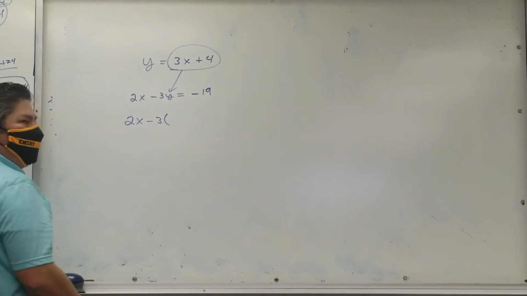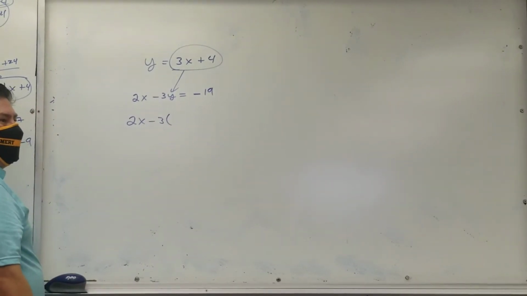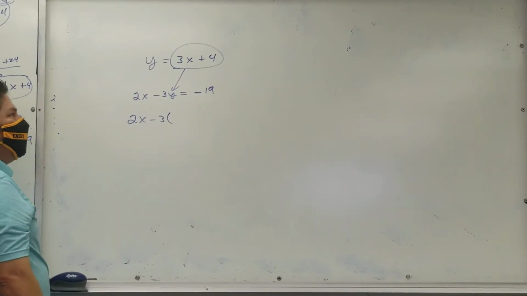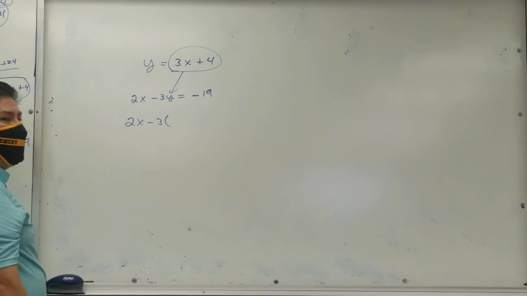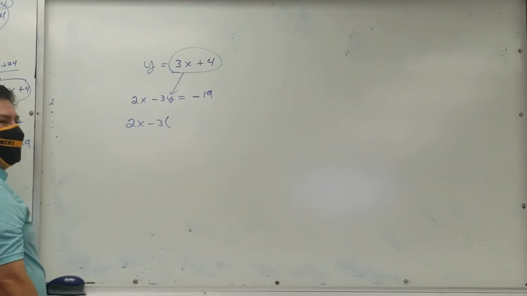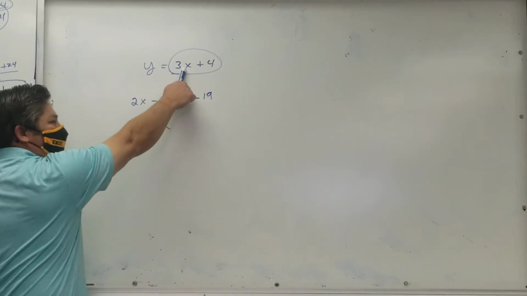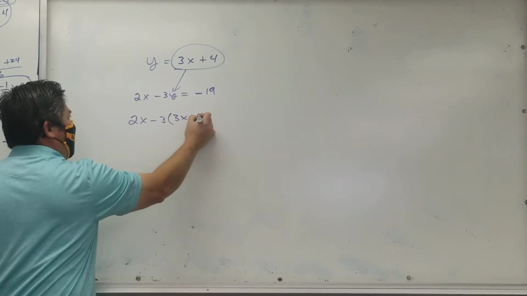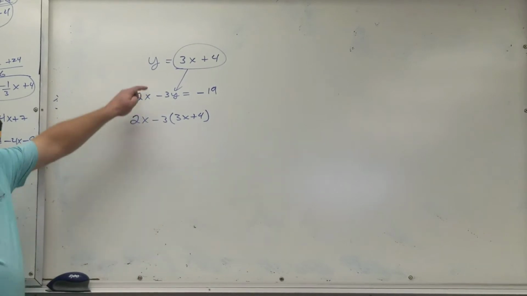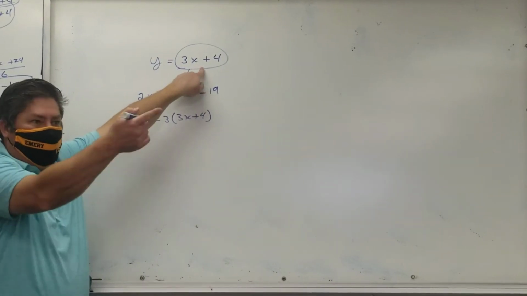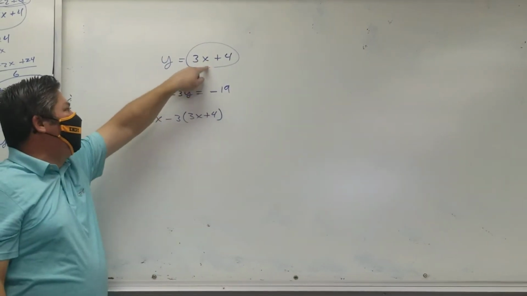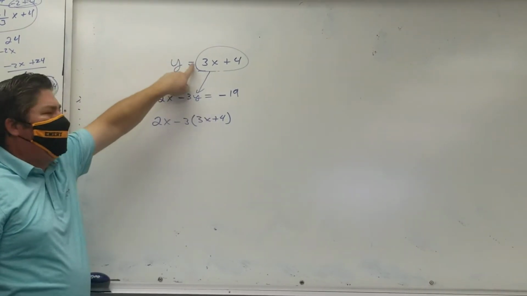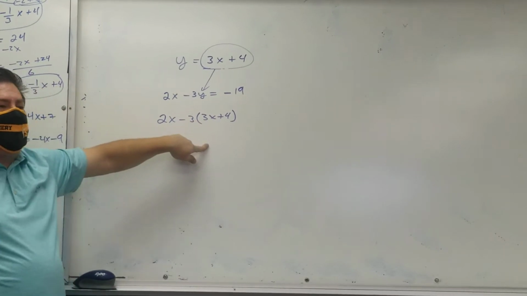-3 what? What should I put there? What am I replacing y with? 4 is part of it. What am I replacing y with? The whole thing, what? 3x plus 4. Make sure you put the whole thing in. Y equals the whole thing. That's what Sally said. So if it equals the whole thing, and I'm replacing the y in the second equation, I've got to put the whole equation in. So that's the key.